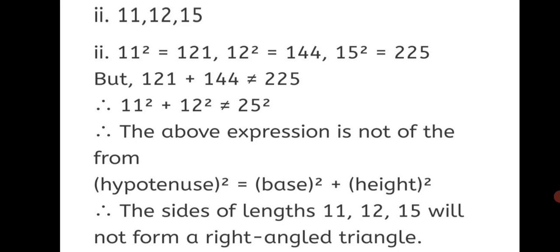So, for question number 2, in all sub questions you will have to write the last half part in this manner. The above expression is of the form or not of the form hypotenuse square is equal to base square plus height square. And accordingly you will write your answer whether it will form a right angle triangle or not.